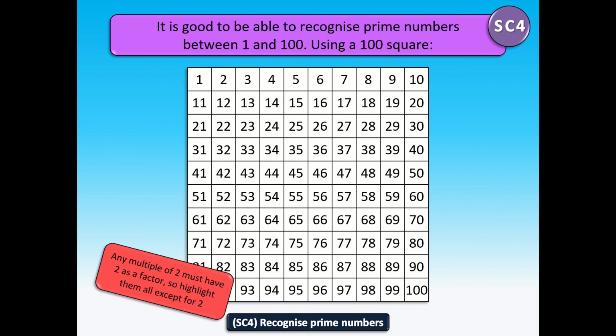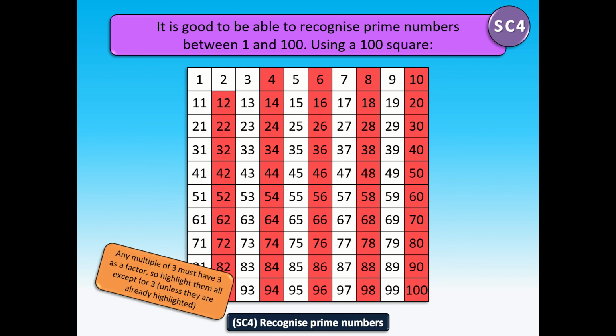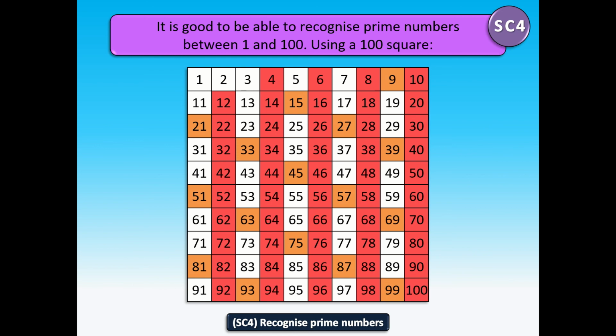So any multiple of 2 must have 2 as a factor. So although the number 2 is a prime number, any multiple of 2 is not. So we can get rid of any multiples of 2 because they're not prime numbers. We can do the same for any multiples of 3. So we can get rid of any multiples of 3.